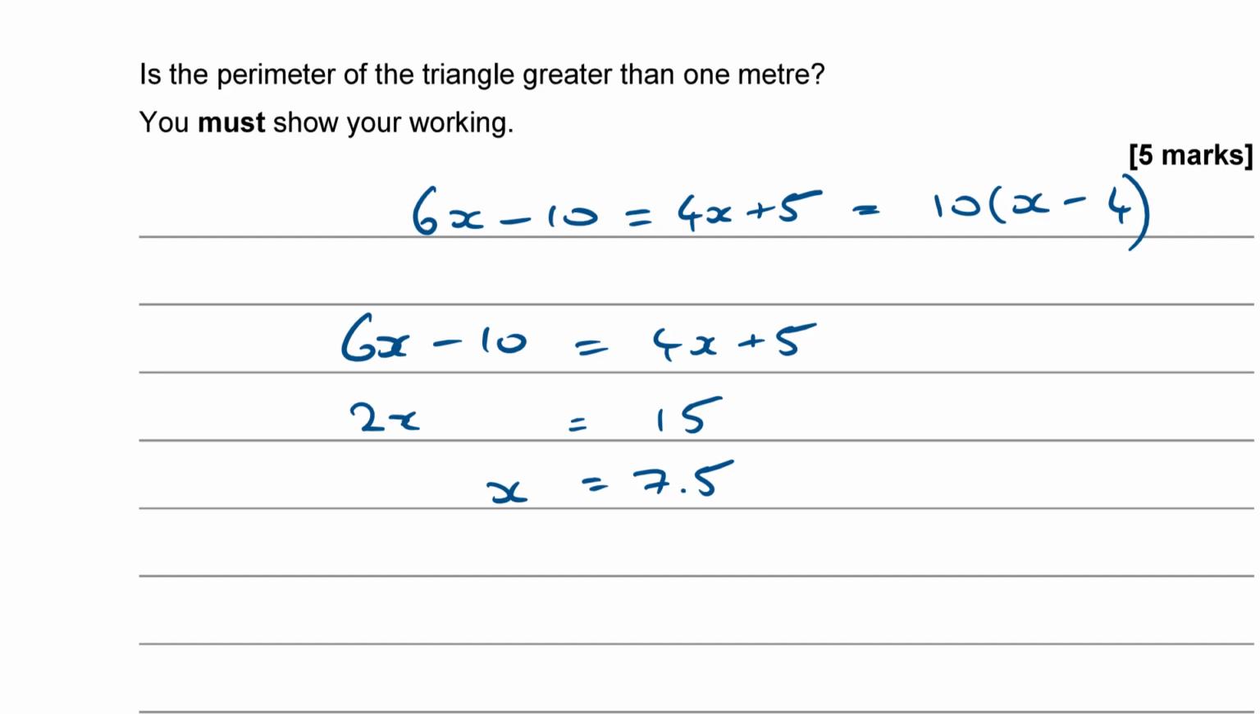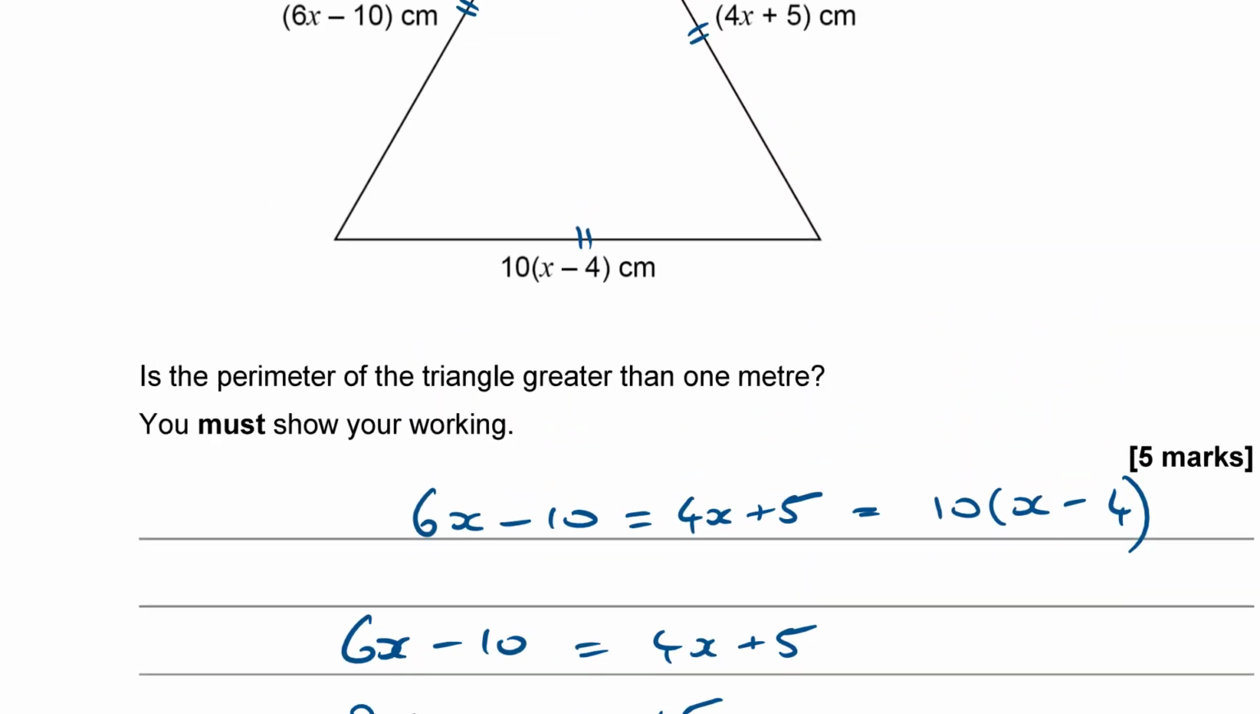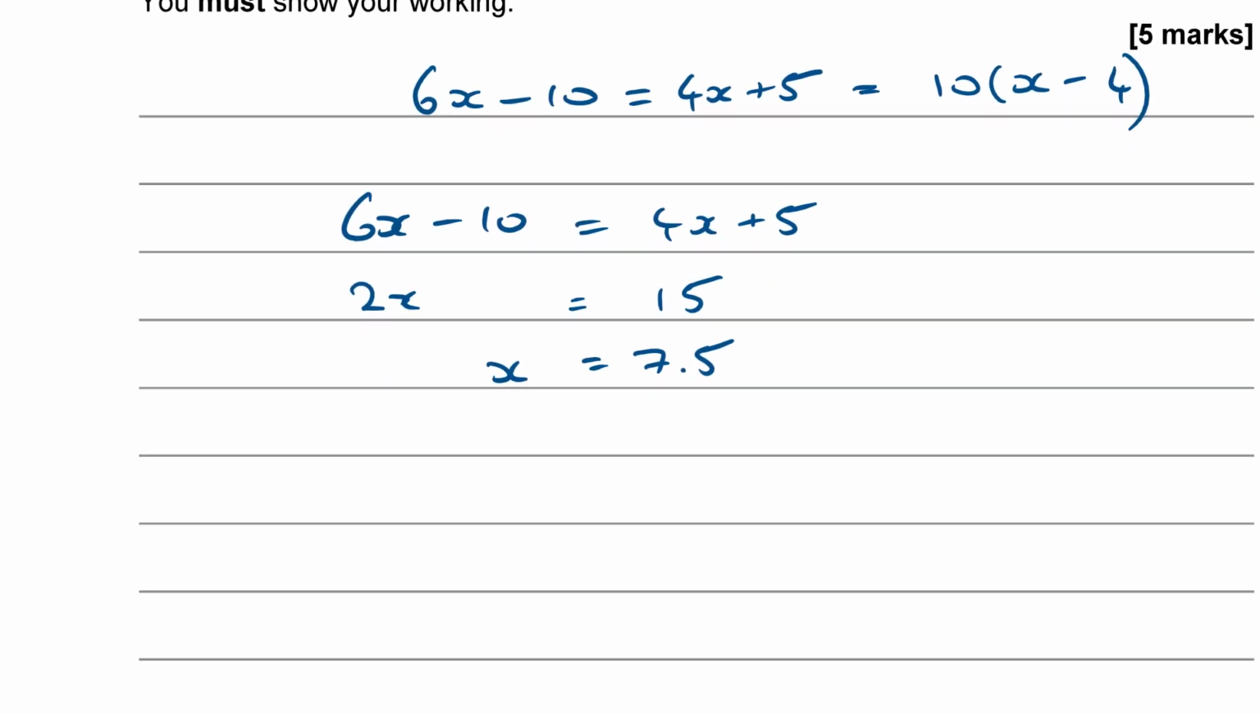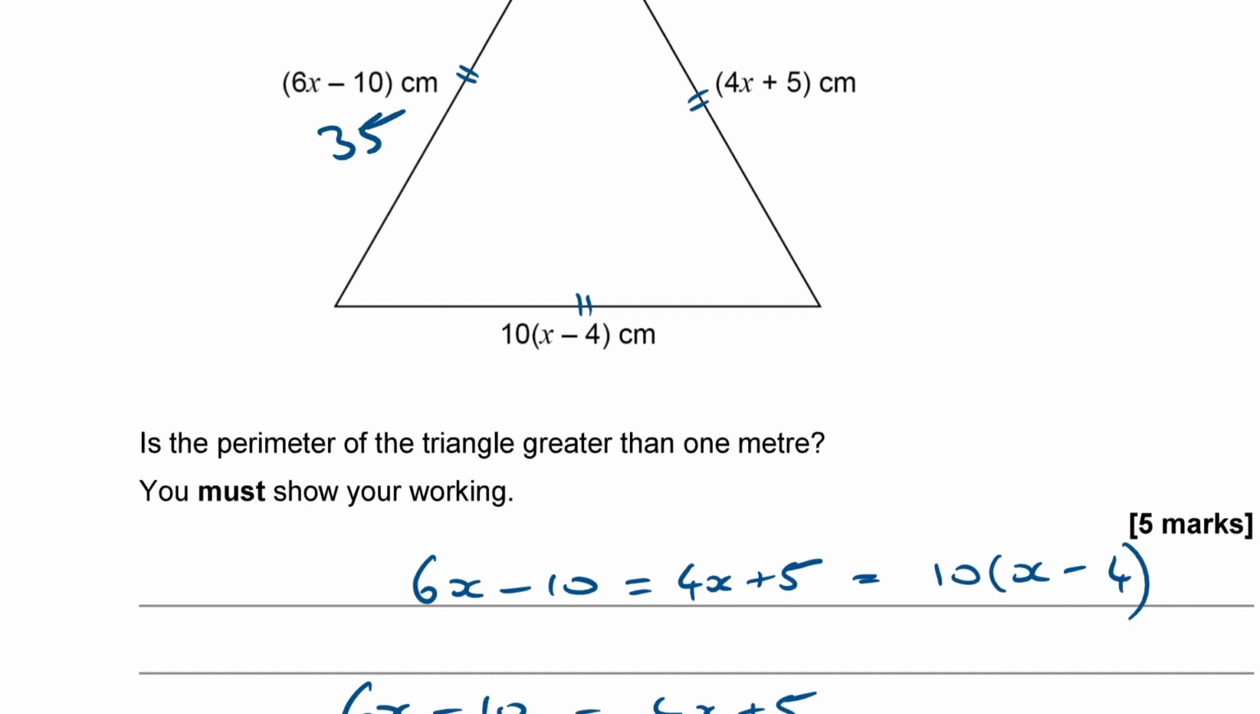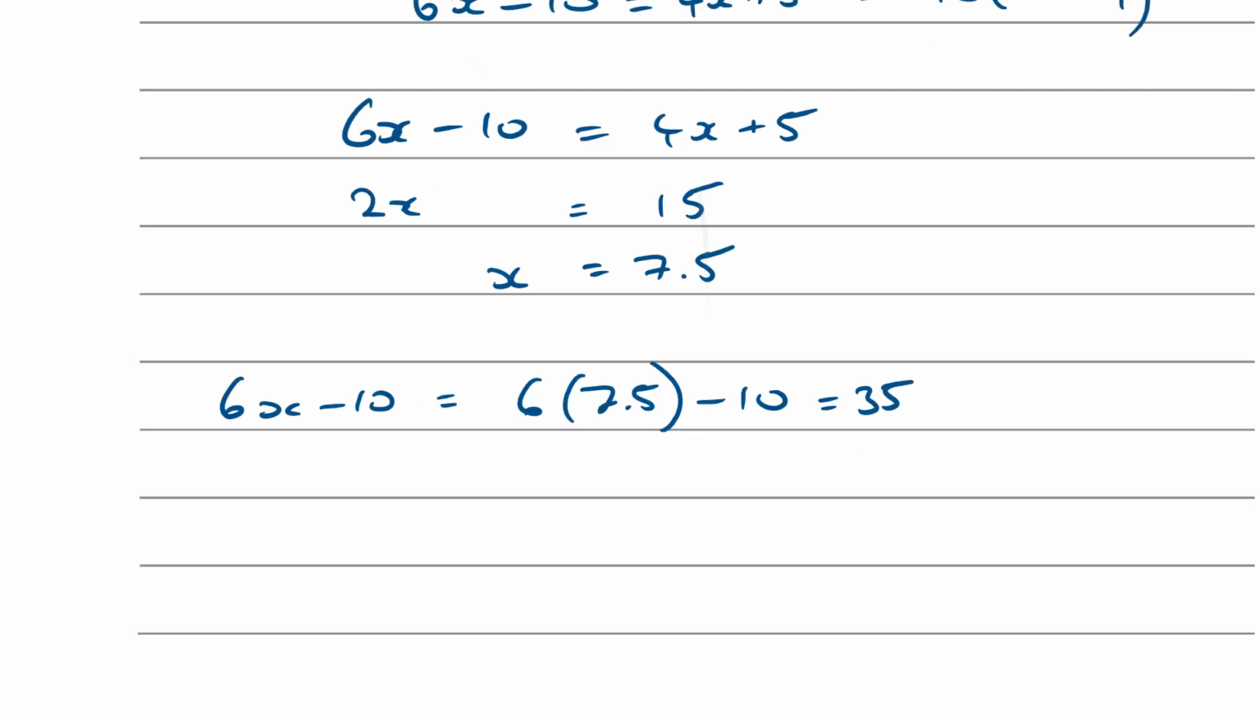Now if x is 7.5, what is the length of one side? Let's take one of those calculations for the side, 6x minus 10 for instance. That would be equal to 6 lots of 7.5 minus 10. So 6 times 7.5 gives me 45, and then 45 subtract 10 is 35. So that side is 35, and because these are all the same, that must be 35, and that must be 35 as well, even if they look a bit different. So the perimeter is going to be 35 plus 35 plus 35, which is 105. Is the perimeter of the triangle greater than 1 meter? Well, it's 105 centimeters, and that is yes.